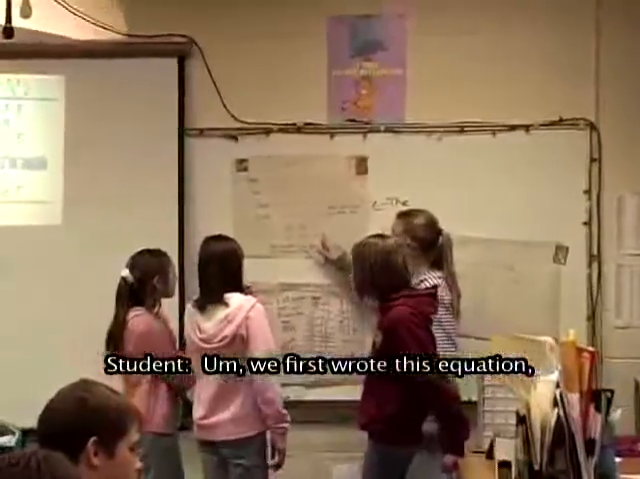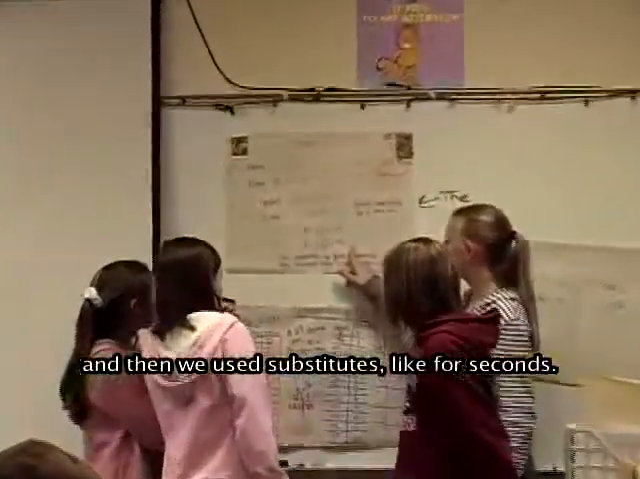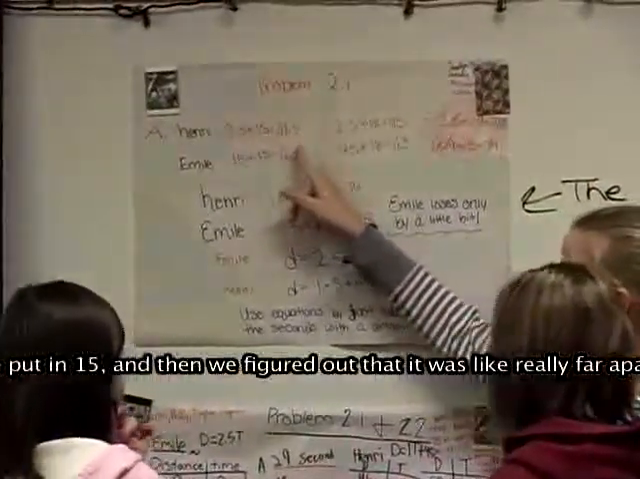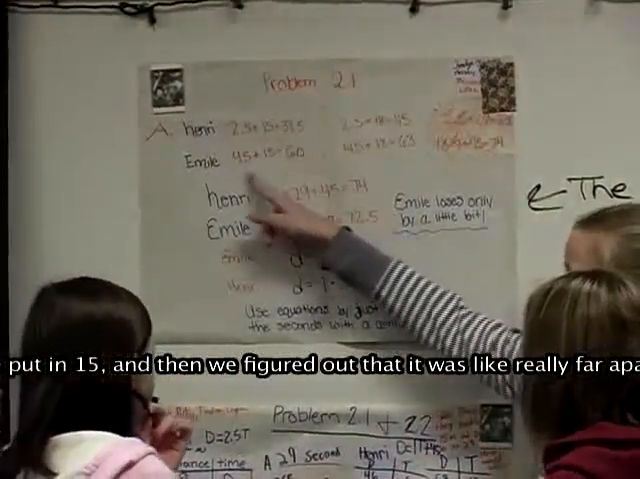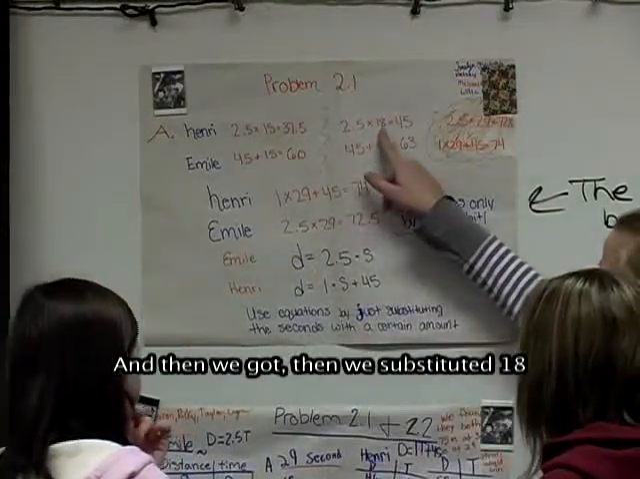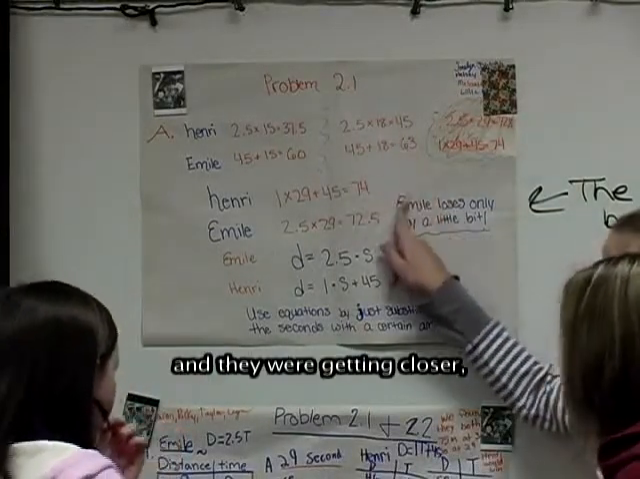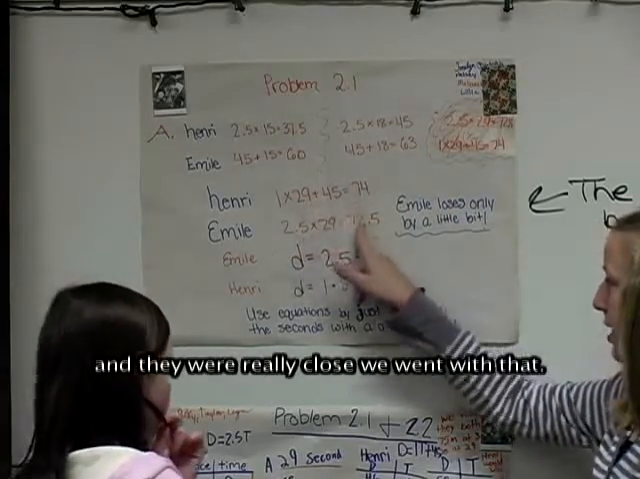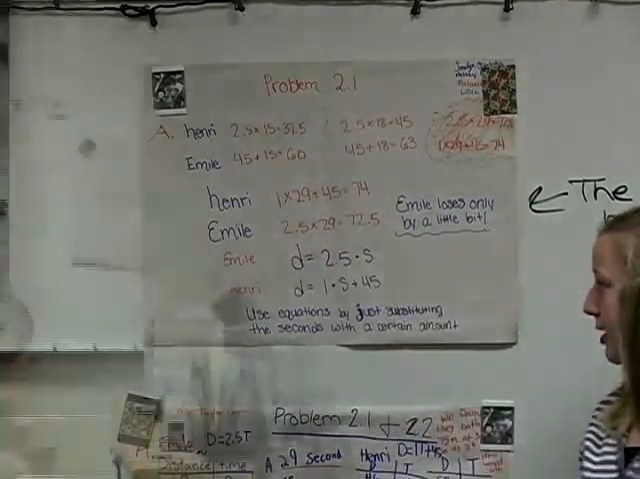Well, we first wrote this equation, and then we used substitutes, like for seconds. We put in 15, and then we figured out that it was really far apart, and Reveal was winning. So we just kept guessing, and then we substituted 18, and they were getting closer, so we kept going higher. And eventually we got to 29, and they were really close, so we went with that.